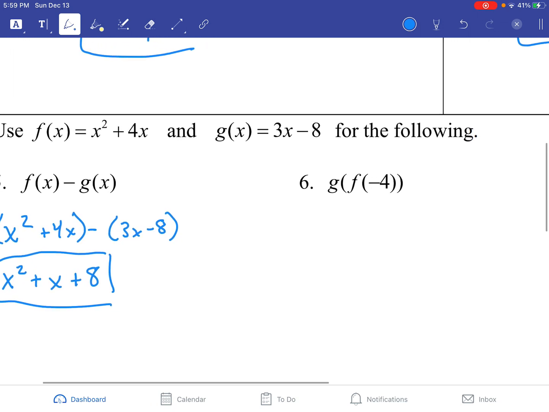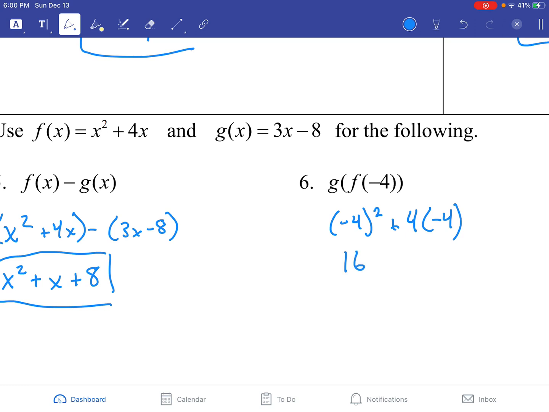Number 6, it says g of f of negative 4. We're putting negative 4 in for the x values of the f function. So we're going to have negative 4 squared plus 4 times negative 4. Now, it is very, very important that you put your values in parentheses when you're putting them into these functions. If you don't do that, you're most likely going to have a problem. So in the first part, negative 4 squared is 16, plus 4 times negative 4, which is negative 16. So you have 16 minus 16, which is equal to 0.